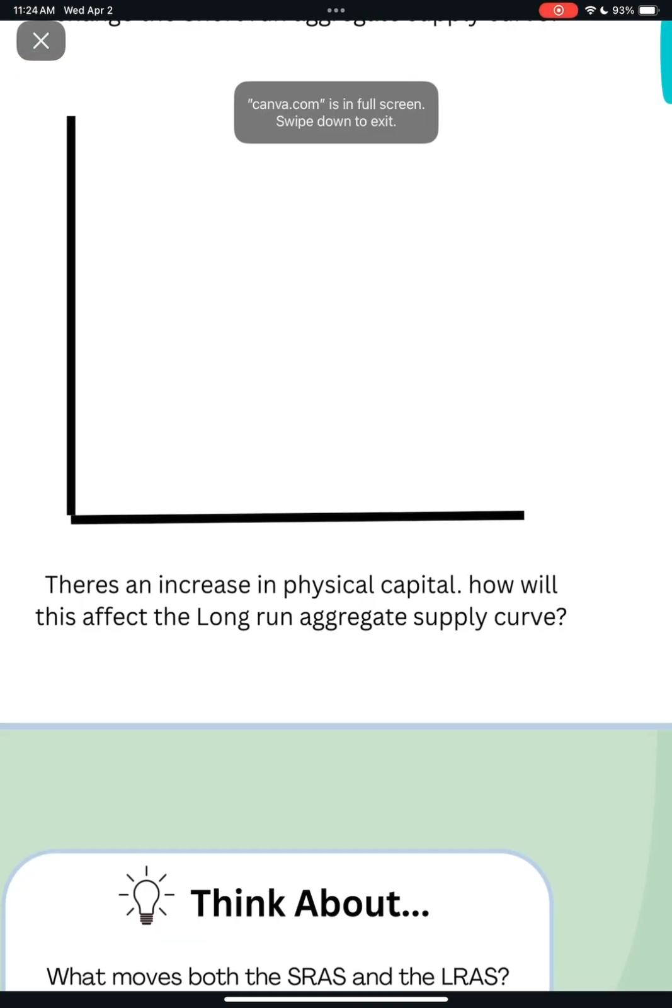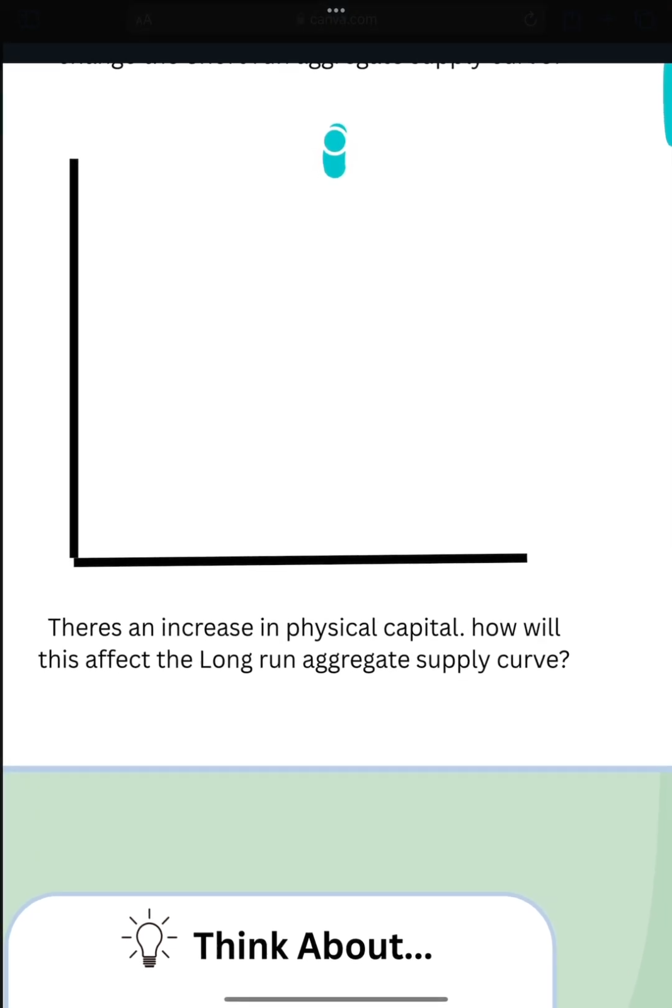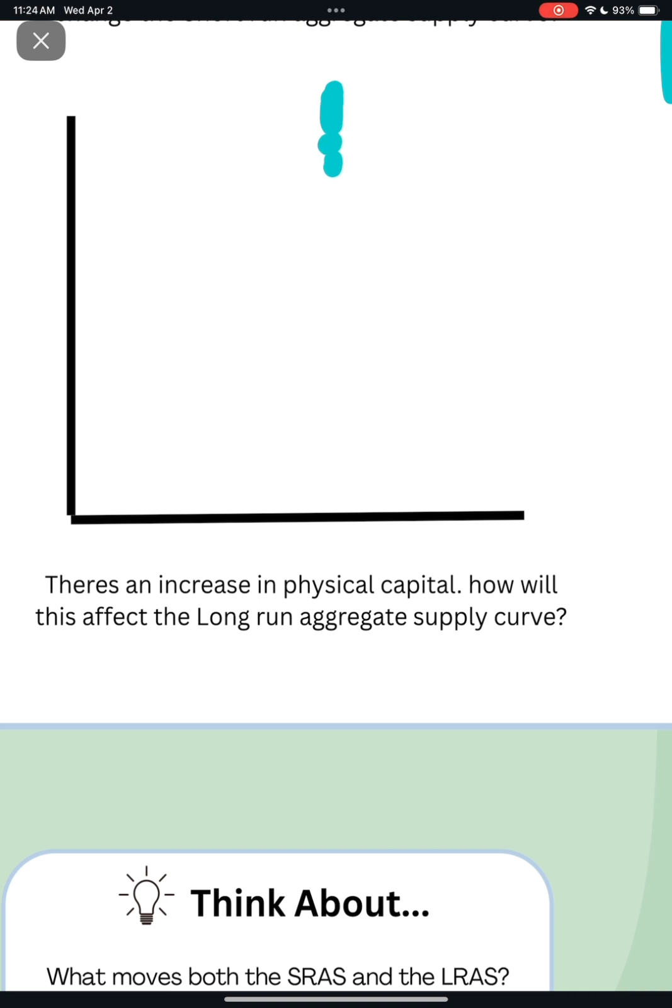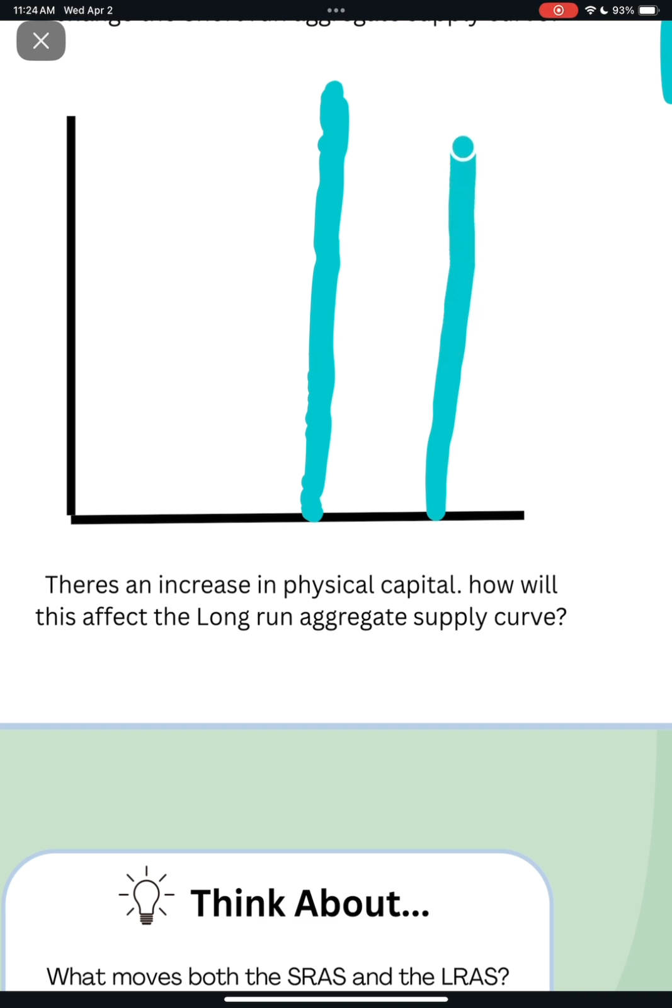Now down here for short and long run supply, we have an increase in physical capital. So we're going to go ahead and draw our original long run supply vertical graph. Now, since we have an increase in physical capital, this is going to be represented by a rightward shift of the long run aggregate supply curve, shown as so.